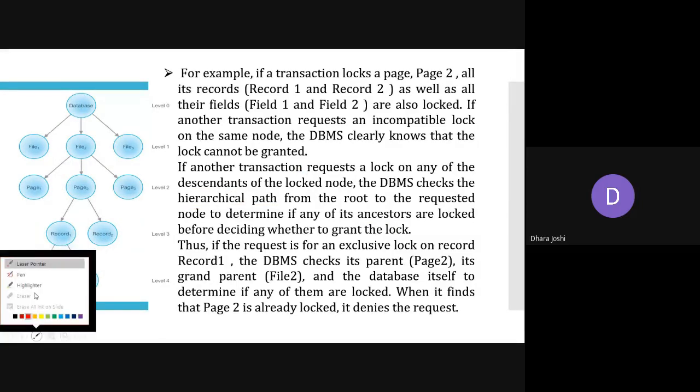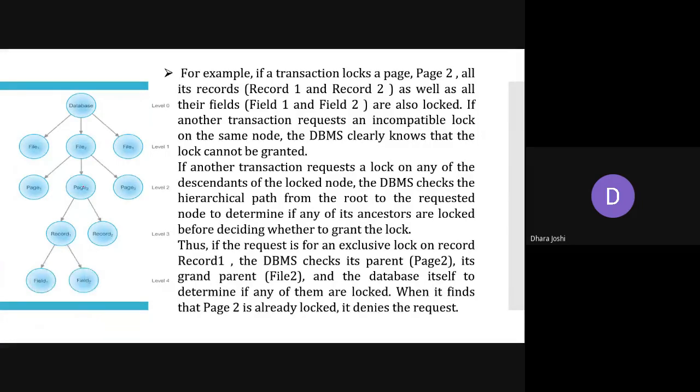Suppose now I just want to acquire a lock on file 2. I have requested this. So the task of the lock manager is to verify whether any page in this file is locked, or any of the records are locked, or any of the fields are locked. If there is one, then we are not granting the lock on this file.